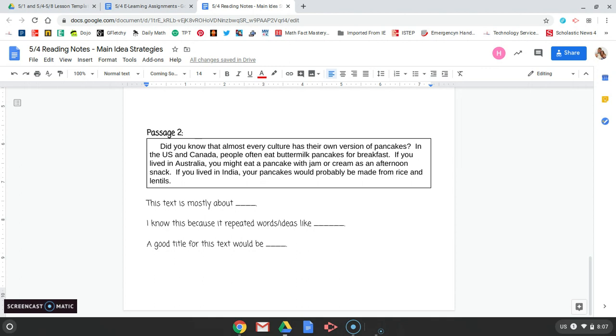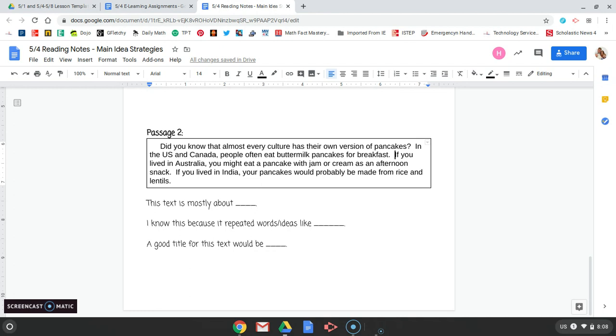Did you know that almost every culture has their own version of pancakes? In the US and Canada, people often eat buttermilk pancakes for breakfast. So I'm going to stop there for just a second. Do you notice words that repeat? Hopefully you've noticed that they've said pancakes twice.